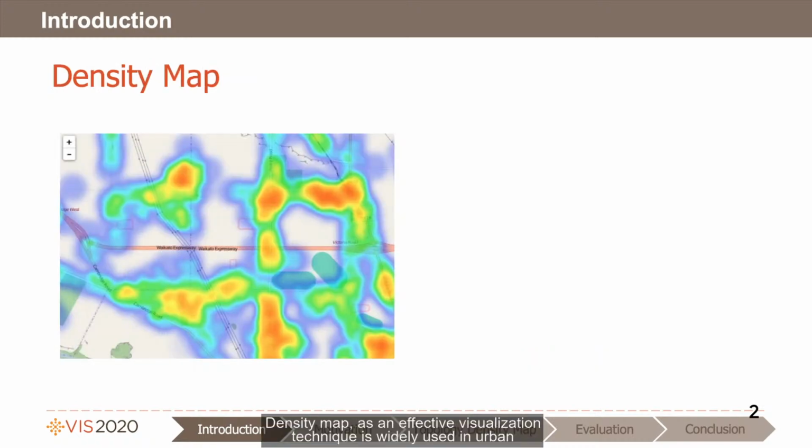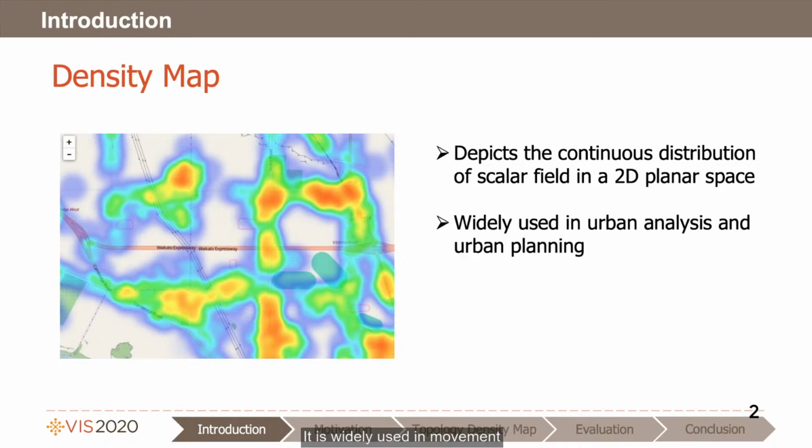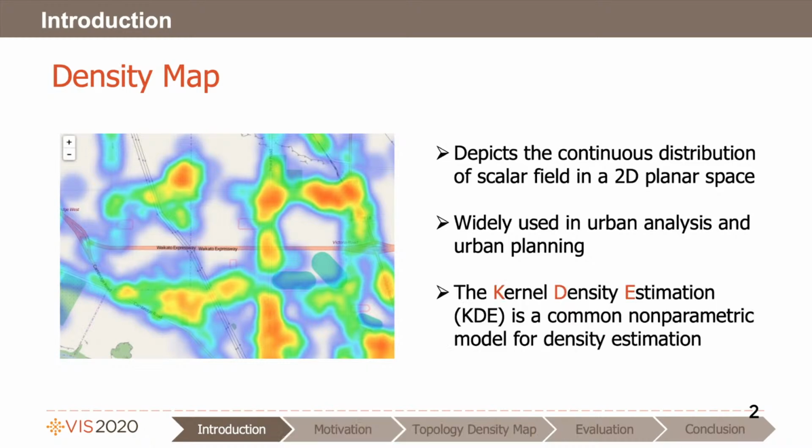Density map, as an effective visualization technique, is widely used in urban analysis, which involves spatial distribution patterns. A density map depicts the continuous distribution of a scalar field in a 2D planar space by assigning a unique color to each individual scalar value. It is widely used in movement visualization, urban analysis, and urban planning. Kernel density estimation is a common non-parametric model which typically applies a kernel to the proximity between two locations.